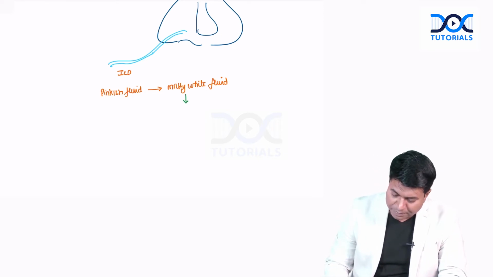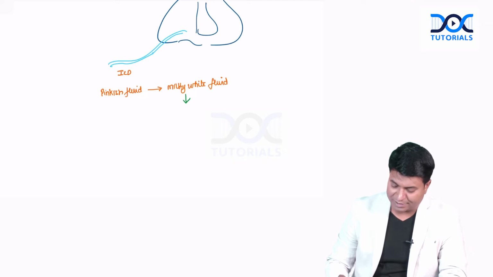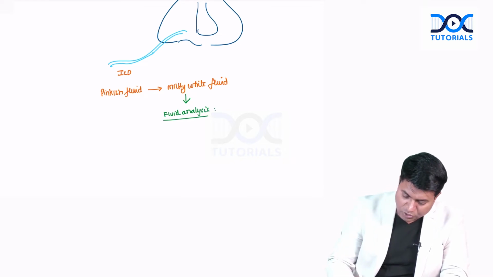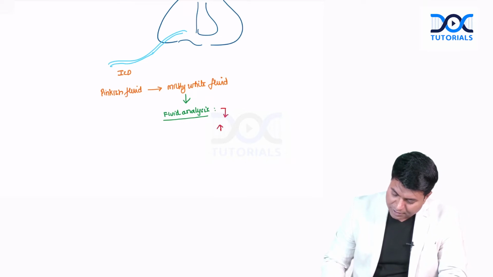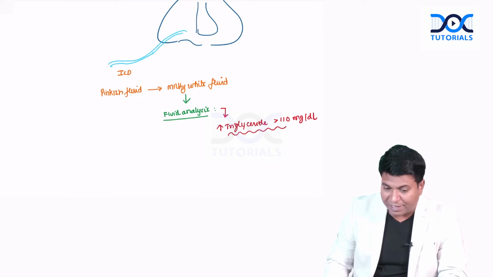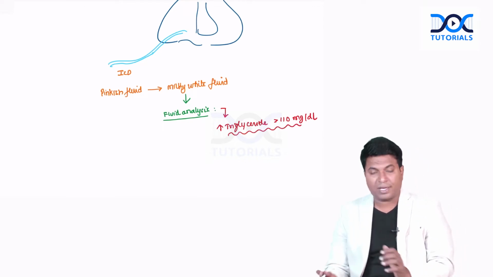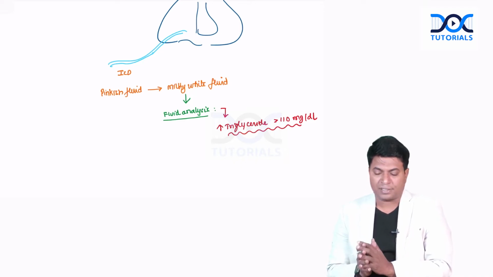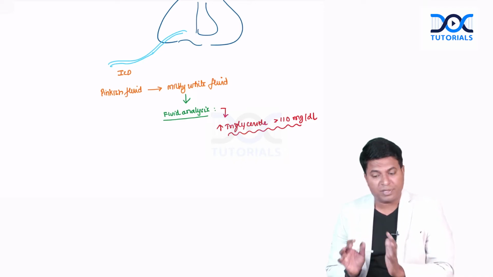How will I confirm this milky white fluid is nothing but a chylothorax? It is by fluid analysis. The fluid will be analyzed, and the analysis shows an increased triglyceride level, more than 110 milligrams per deciliter. The triglyceride level will be elevated in this fluid. That is one of the diagnostic points to say this is a case of chylothorax. Now we have confirmed this is a chylothorax.